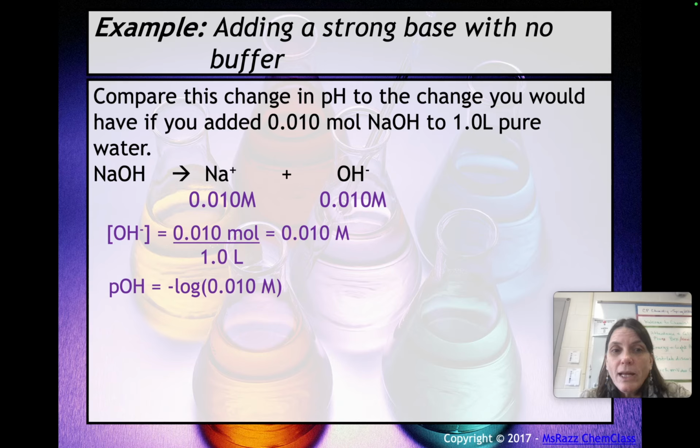So the pOH is the negative log of 0.01, which is 2. 14 minus 2 is 12. So without the buffer system, if we add that same quantity of OH-, the pH goes to 12. Okay, so it does work.